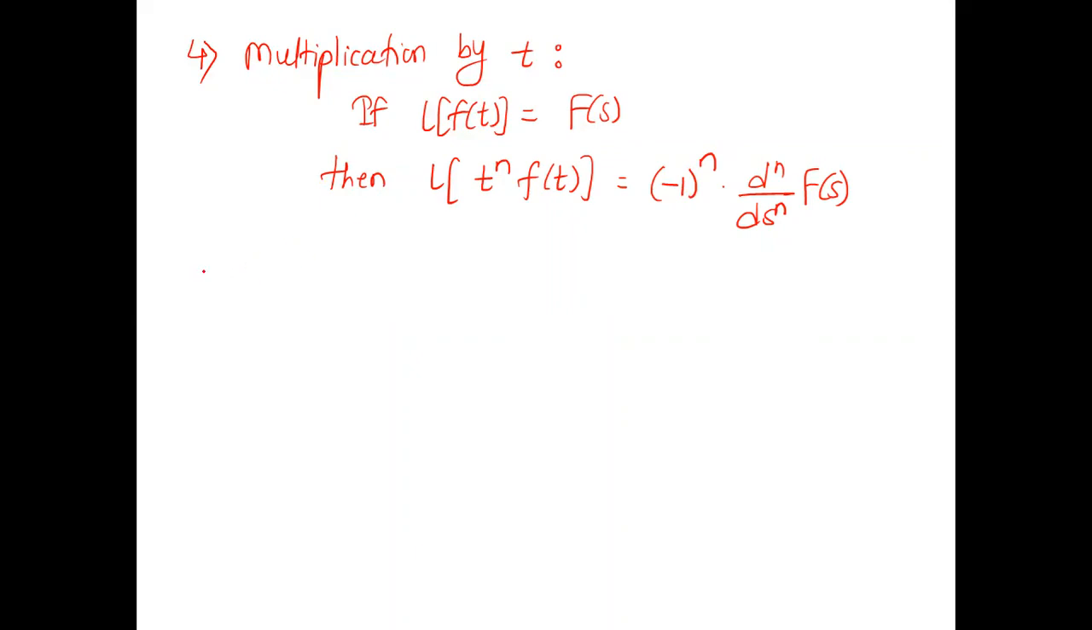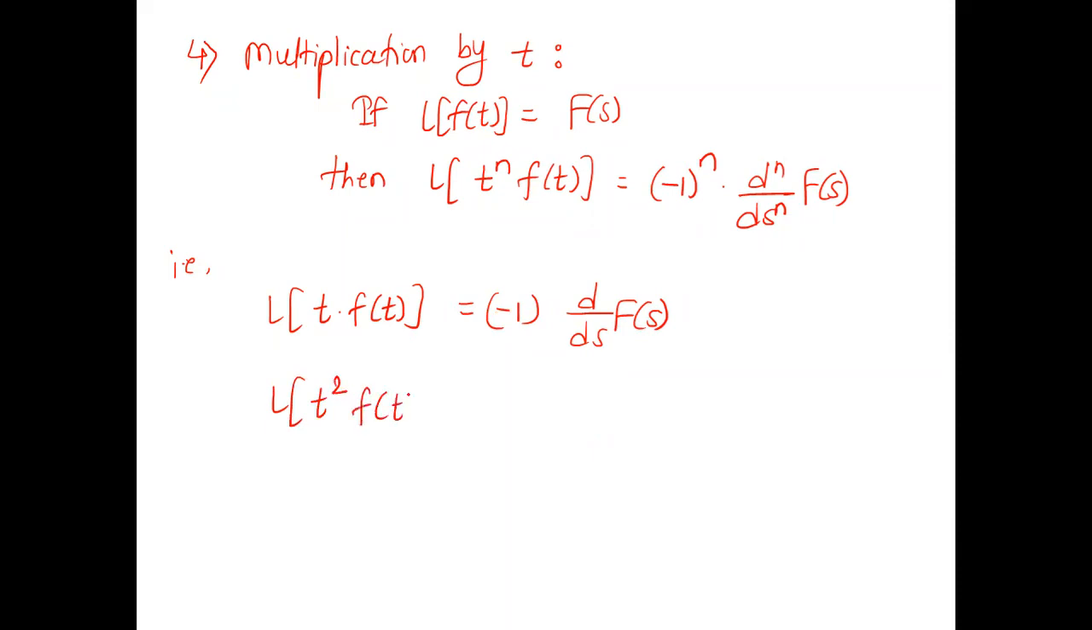This is the property. So in particular, what will be Laplace of t f of t? Means if n is 1, minus 1 raised to 1, that is minus 1, and n is 1 now, so first derivative of f of s. Only one derivative, and minus 1 raised to 1, that is minus. What will be Laplace of t square f of t?